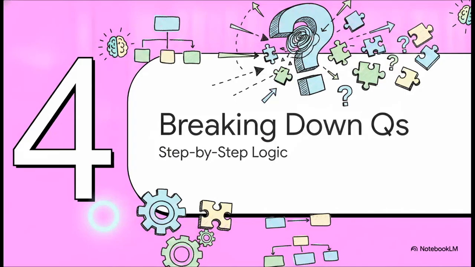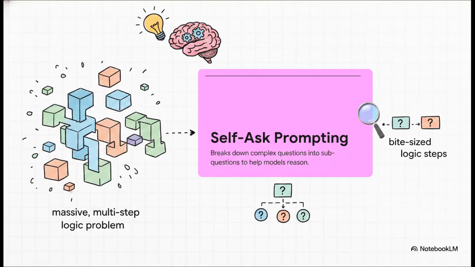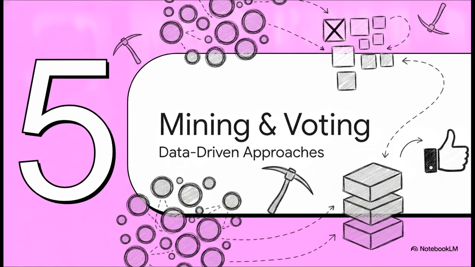Section 4. Breaking down questions. Now, what happens when your initial query is simply too complex to solve in a single leap? Large models can easily get overwhelmed by massive, multi-step logic problems. Enter self-ask prompting. The crucial point is that this technique literally forces the LLM to break down complex questions into sub-questions. It essentially tells the AI, hey, don't try to answer this all at once. What do you need to figure out first? By decomposing these massive problems into bite-sized logic steps, the AI can reason much, much more effectively and construct significantly better answers.